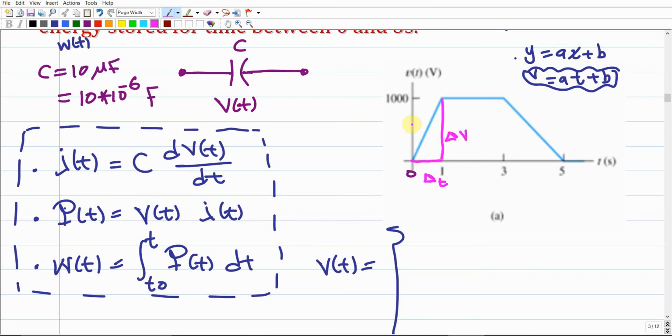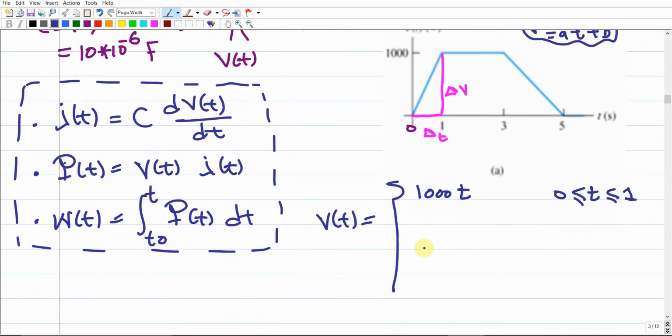Delta t is just 1 second, delta v is 1000. So if you divide delta v by delta t, this is going to give us 1000 as a slope, and it should be positive. t plus b, it should be 0, because this line is going to intersect with the y-axis or the v-axis at the 0 point. It means that it should be plus 0, where b should be in this case 0. So we're going to end up with this function. This is the line equation for the period from 0 to 1 second. Make sense? This is for the first one.